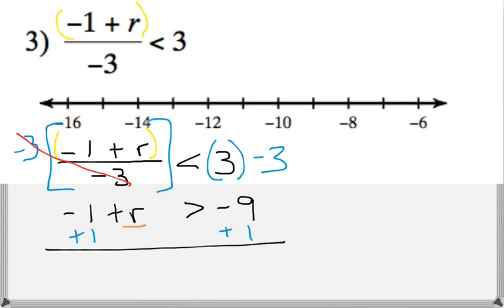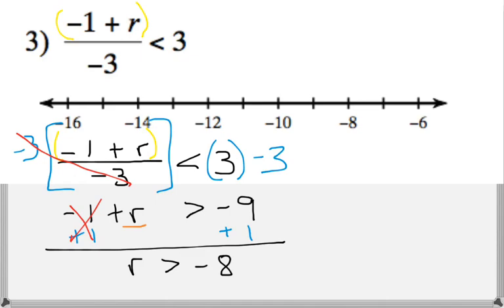So here on the left, the 1's are going to cancel. We're going to have just the r is greater than -9 plus 1 gives us a -8. We have our inequality. Now we can go ahead and draw our graph.